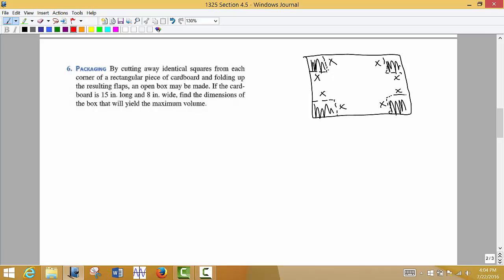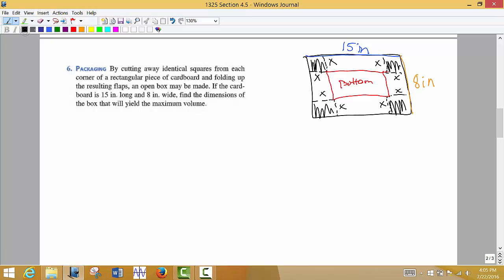So this would look like the bottom of that box right here. And then these flaps right here would fold up to be the sides. So this represents the bottom of that box. I encourage you to do that with a piece of paper so you get a better visual. So the cardboard here that we're folding to form this box is originally 15 inches long and 8 inches wide.